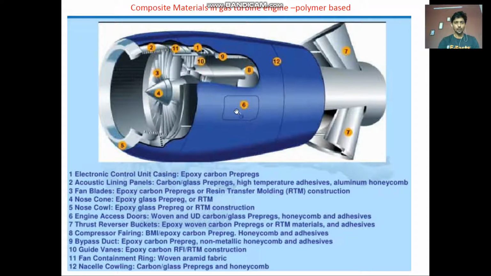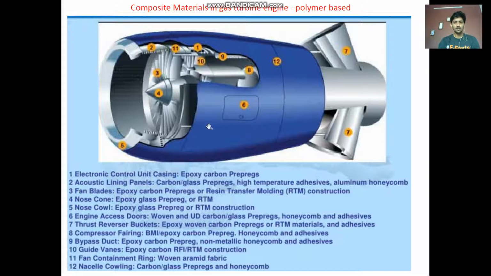Next thing is the compressor fairing, nothing but the cowling for the compressor. Here is the compressor section. That is again made up of epoxy carbon prepreg and honeycomb structure with some adhesives. Then the bypass duct: after the fan there has to be a bypass duct, and this is made up of epoxy carbon prepreg again. Then the guide vanes from the fan, which are again epoxy carbon prepreg or RTMs. Then the fan containment ring here is made up of woven aramid fabric.